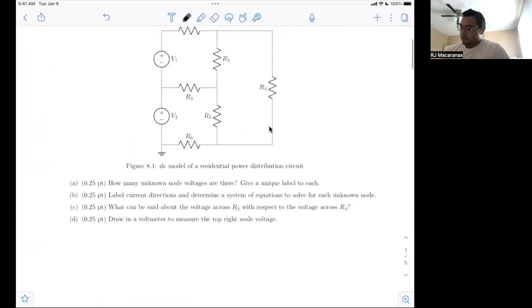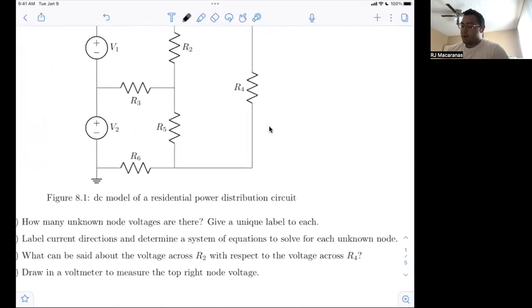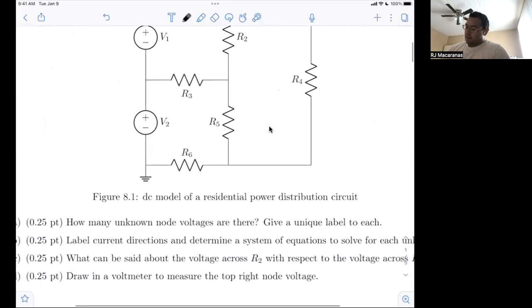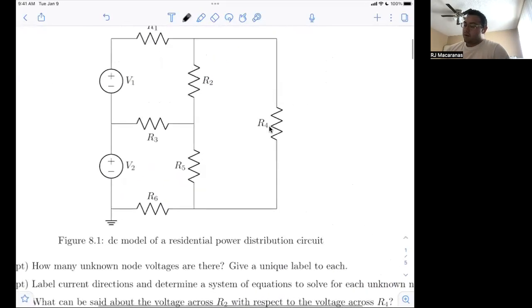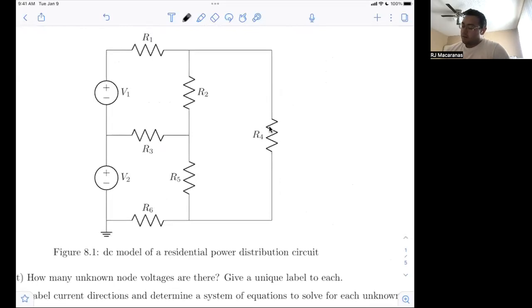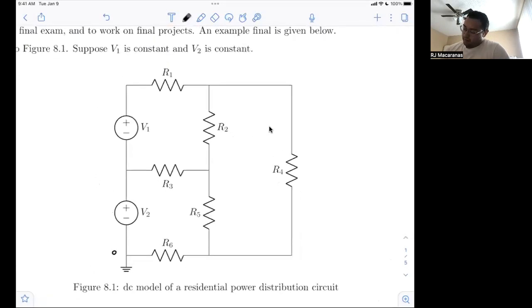But just taking a look at this first question, we've got the DC model of that residential power distribution circuit. And for part A, we're looking at how many unknown node voltages there are. So on this diagram, this figure, we've already labeled ground. So this is 0 volts. And these voltage sources are constant. So we know at this node, we're at a voltage of V2. And at this top left node, we're at a voltage of V2 plus V1.